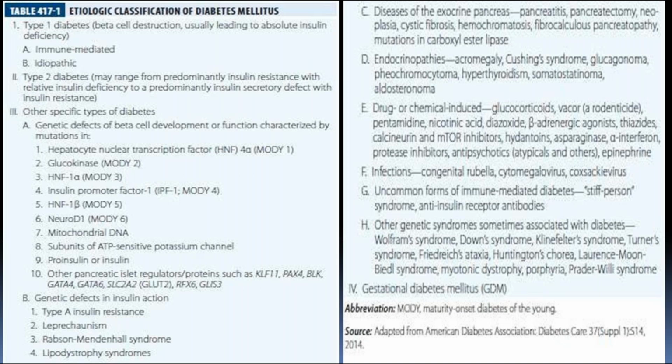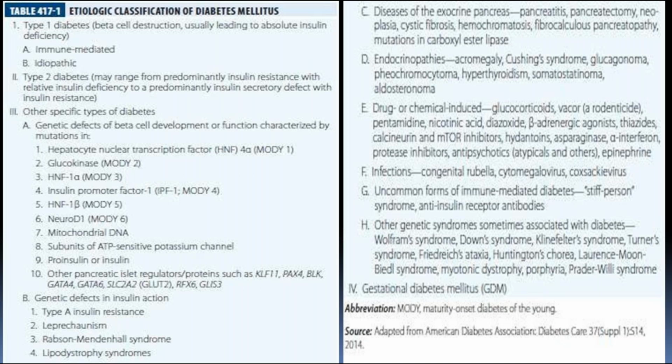Then there is disease of the exocrine pancreas, where there is pancreatitis, pancreatectomy, neoplasia, cystic fibrosis, hemochromatosis, and endocrinopathies: acromegaly, Cushing syndrome, glucagonoma, pheochromocytoma. It can be drug or chemical induced, because of glucocorticoids, nicotinic acid, thiazides. Then coming to infections: congenital rubella, cytomegalovirus, Coxsackie virus. Viral infections can cause other types of diabetes. Then uncommon forms of immune mediated diabetes are stiff person syndrome and anti-insulin receptor antibodies.